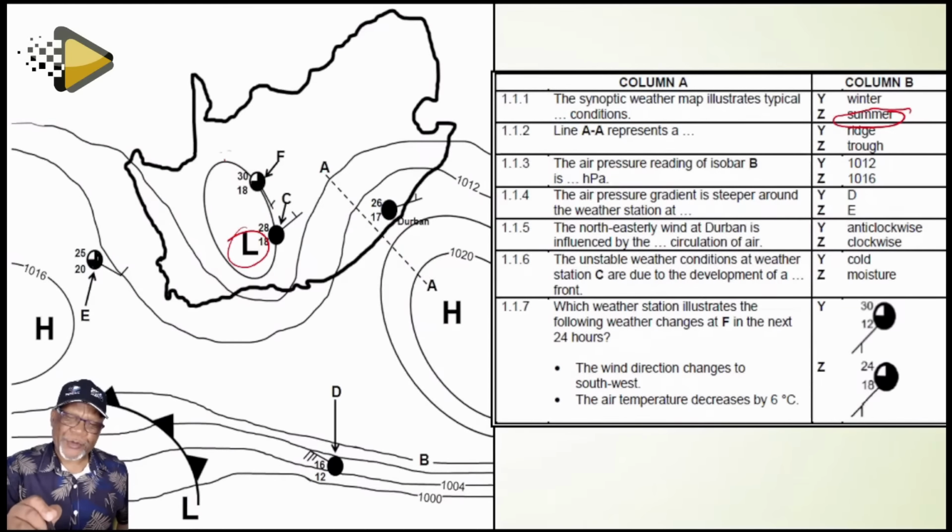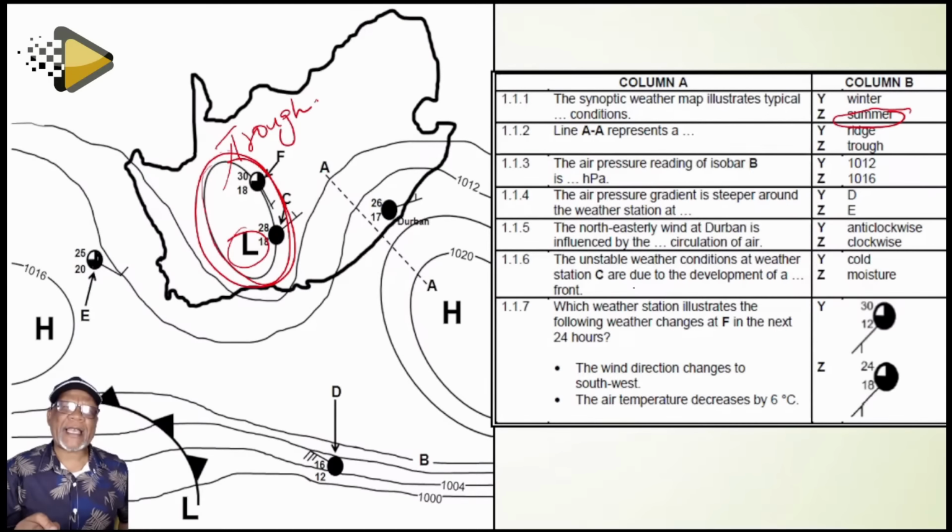And you can see this L here, you can see the isobars here. They are not just round, they are a little bit oval. So when you see an elongation, what do you call this? We're going to call it a trough. What is a trough? It is an elongated low pressure cell. But what is the name of the trough that we experience in the interior of South Africa, especially during summer? It is called a moisture front. This is a moisture front. This is a trough, an elongated low pressure cell. It is called a trough.